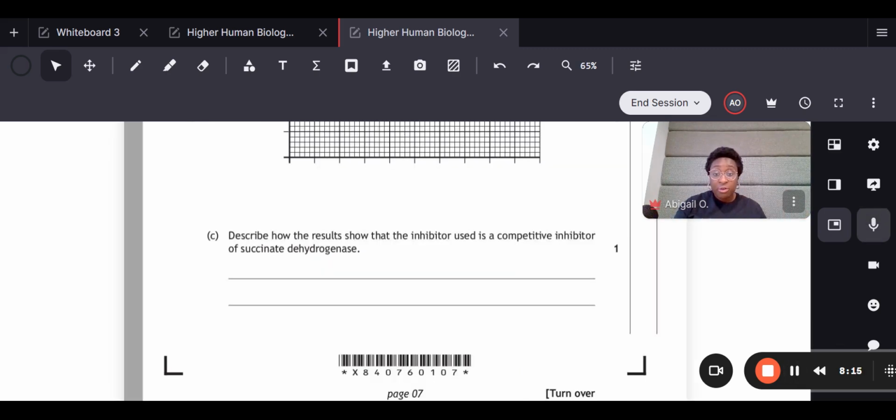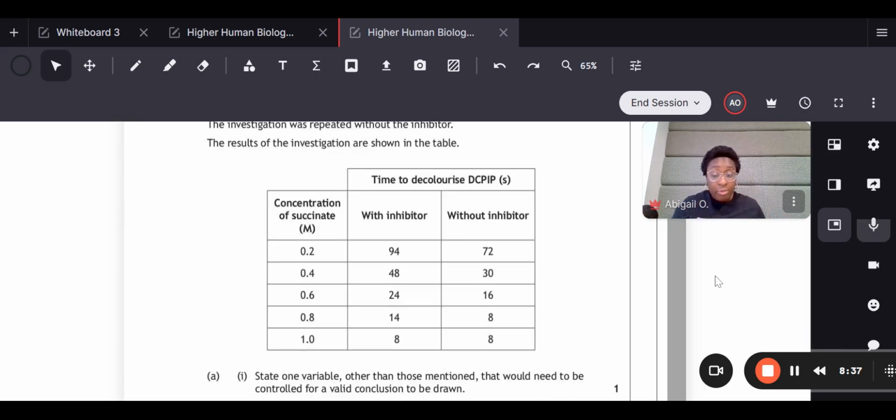C, describe how the results show the inhibitor used is a competitive inhibitor of succinate dehydrogenase. Now, to answer this question, we're going to go back to the table. Even though we drew a line graph, let's look at the table because it's a lot easier to interpret what's going on. So we're being told the inhibitor that we used here was a competitive inhibitor. How do we know that? Let's take a look. So if we look at our results, we can see that our values for the time taken to decolorize our indicator is different with an inhibitor and without an inhibitor. What you'd expect, because an inhibitor is going to slow the rate of the reaction.